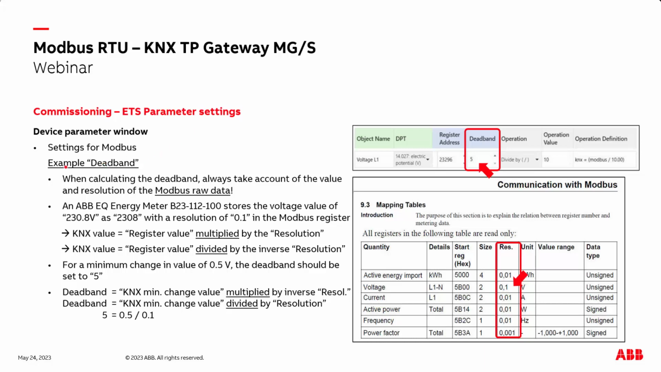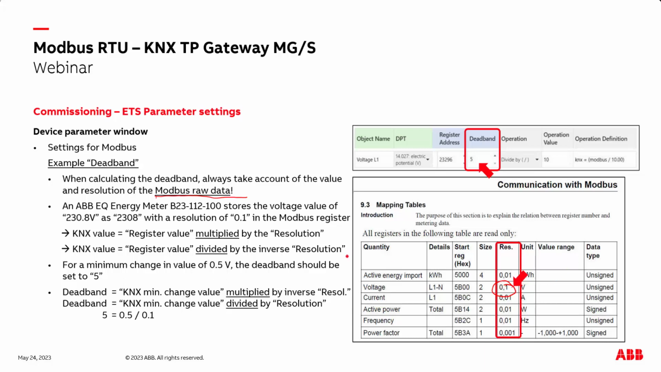So at first, when we calculate the deadband, because it's a Modbus parameter, we have to look at our Modbus raw data. It means the gateway reads out the values from, for example, a meter, a voltage, but the meter provides this value in a register as an integer value. So it cannot read out a float value like we know it in KNX. For example, in the product manual of the meter you will see the voltage is on a register address and it comes with a resolution of 0.1. So it is very important to know this resolution.